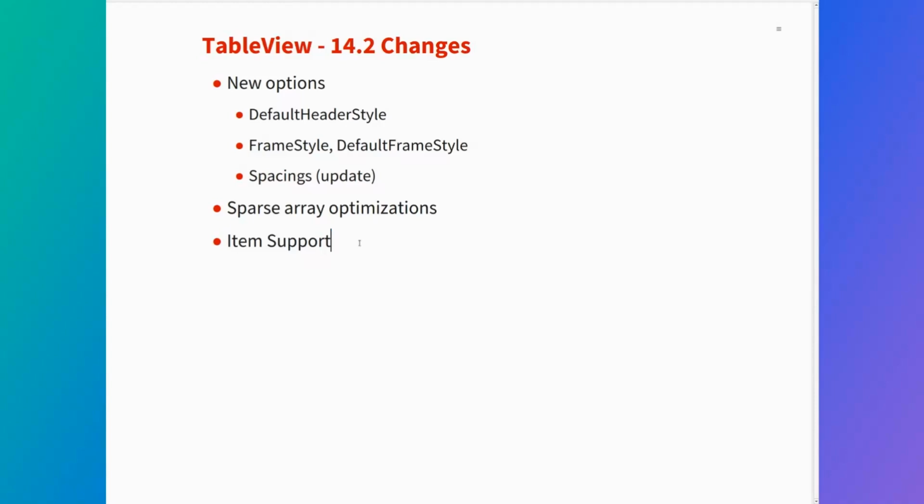If you're familiar with Grid, it supports this top-level Item construct that lets you override backgrounds, framing, spacings, and so on. TableView didn't support that before 14.2, so some work was done to make it easier to override options on a per-item basis. That definitely helped a lot with the display of tabular information. I'll just briefly go over those.